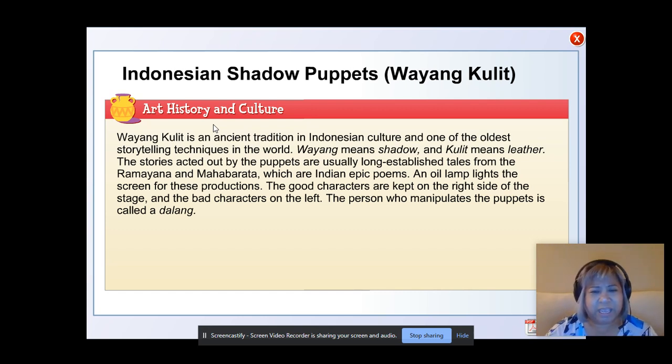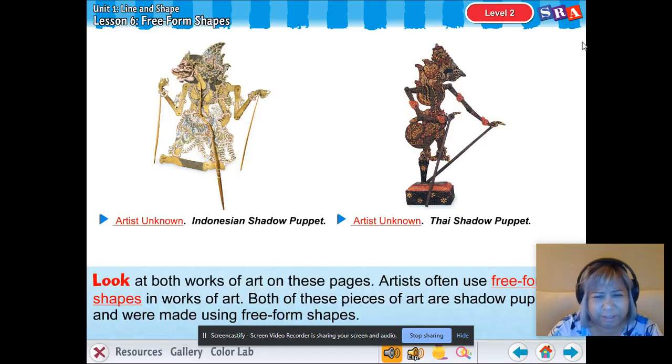like you saw in the video, and they would create these shadow puppets. And this is before they had movie theaters and stuff like that. So it's a form of entertainment. So the good characters in this one are kept on the right side, and then the bad characters are on the left side, and they would play out this battle between the good and the bad, and you could watch it. And the person who usually was the puppeteer was called the dalang. Now that is the Indonesian shadow puppet.